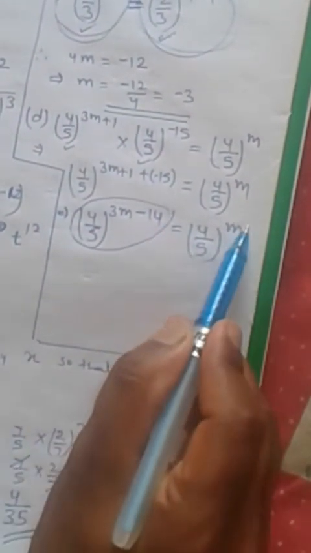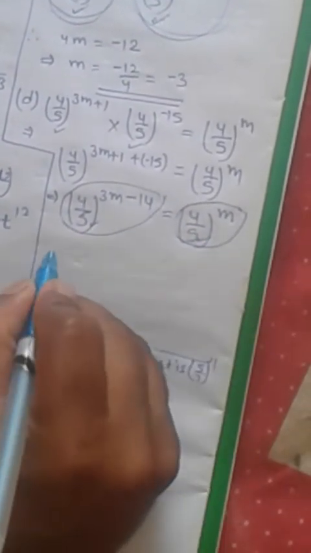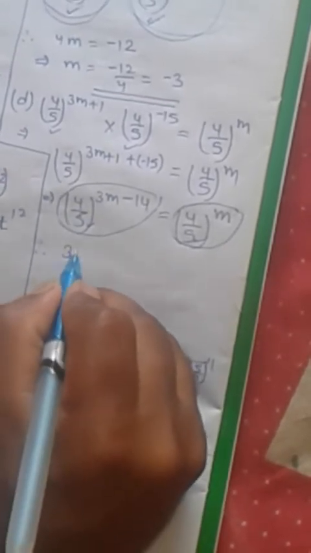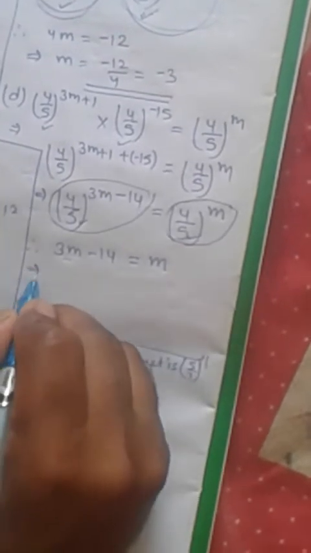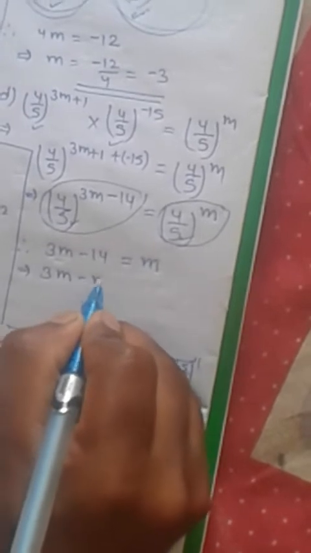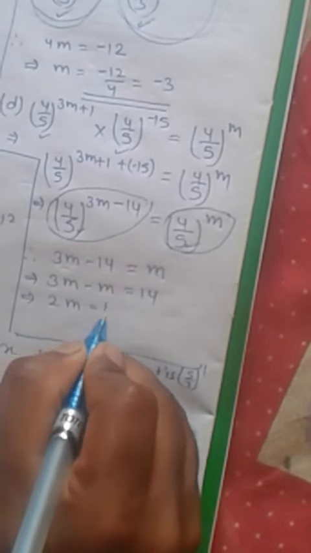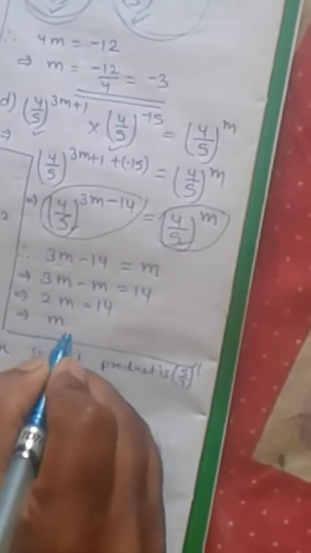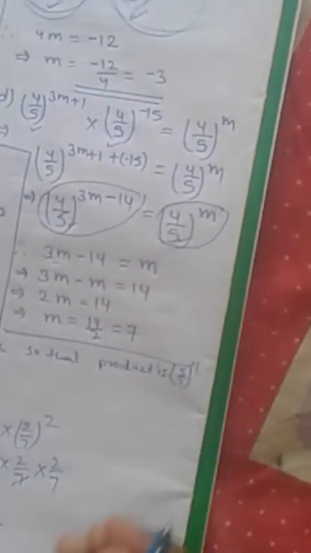This number and this number both are equal and their bases are equal, so the powers will be equal. So 3m minus 14 will be equal to m. We will transpose the m to this side and 14 to that side. 3m minus m is equal to 14, or 2m is equal to 14, or m is equal to 14 by 2, that is 7.